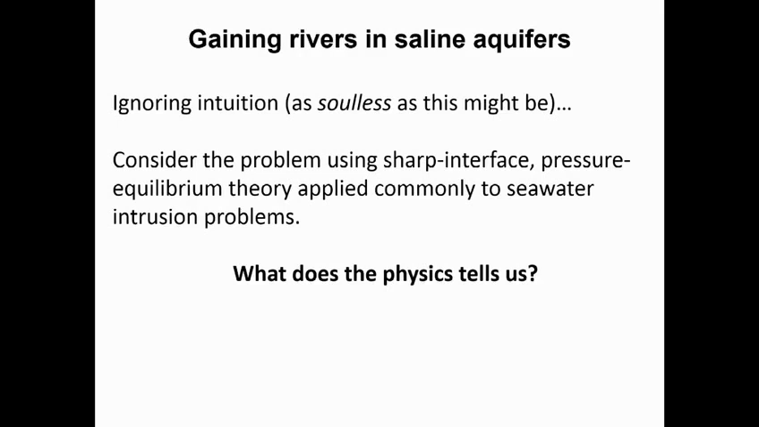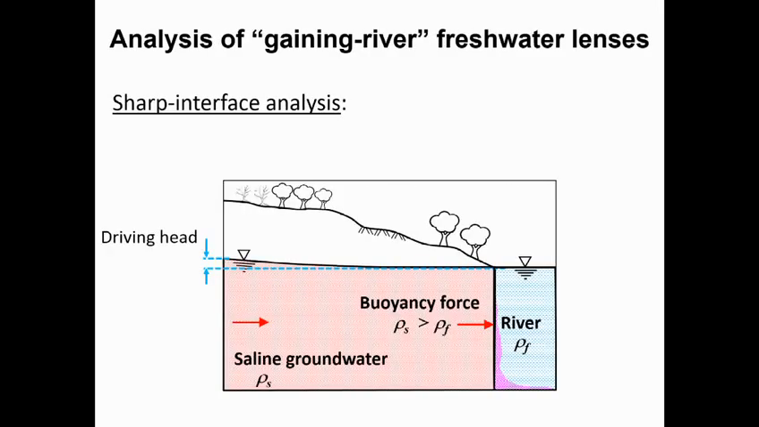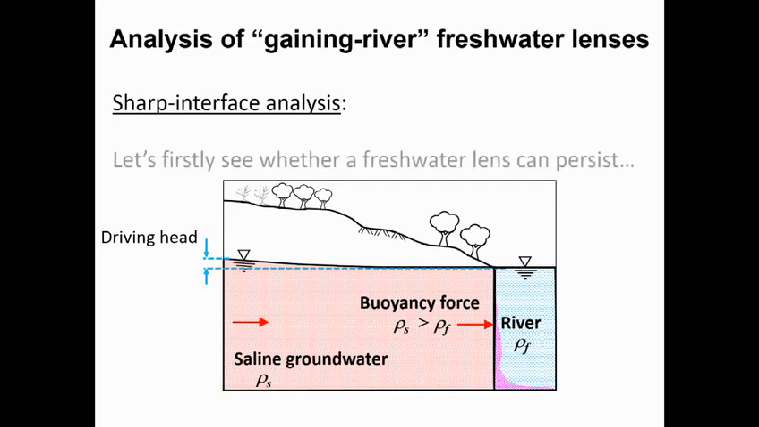And I spent half my career with my intuition proving me wrong and, early on, embarrassing myself over and over again before realising I needed to abandon my intuition and work with the physics. So let's take on some sharp interface analysis that would routinely be used in a coastal zone, and let's see whether a freshwater lens can persist.